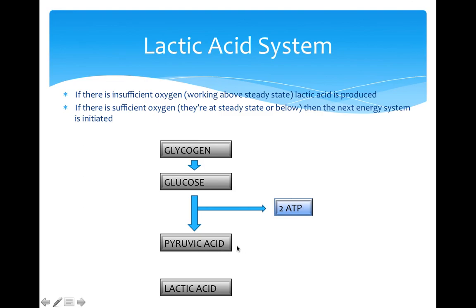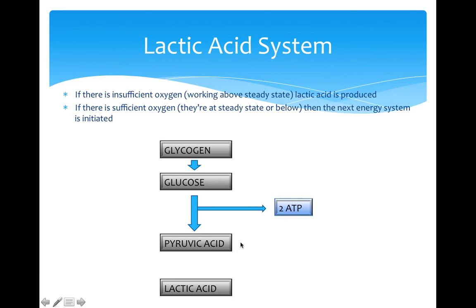So at this point right here, pyruvic acid, that's the point where your body decides, are we going to initiate the next energy system or are we going to end here? So you imagine the 1500. There's always one little kid that decides to sprint the 1500. He gets to this point where the pyruvic acid is created, about 60 to 90 seconds into the race. And his body's going, have you got any spare oxygen for me? And his body's going, nah, you're going way too hard, mate. So what happens? It turns to lactic acid and he stops.